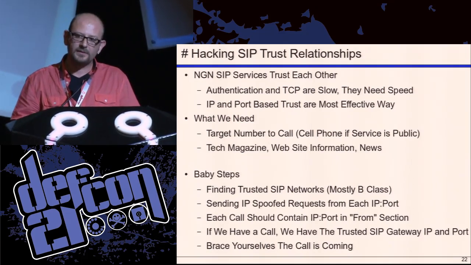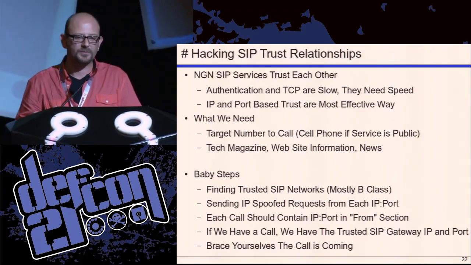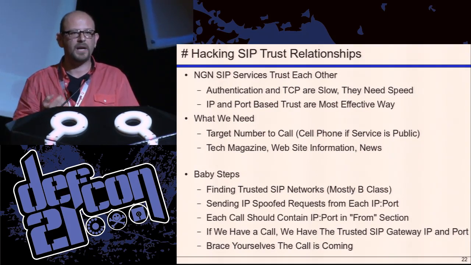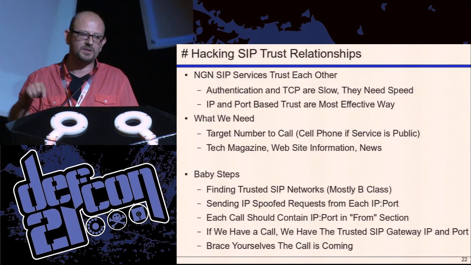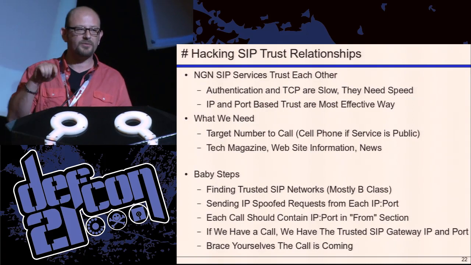We should send an INVITE request for each IP and port. That means 60,000, maybe more requests. If the target server accepts one of them, we will have a call. But we will have no idea which one is trusted. Here is the thing. We have an invite spoofing section, so I will add the IP and port in the From field. That means when we get a call, we should see which IP and port is trusted in the From field, and the calling number.